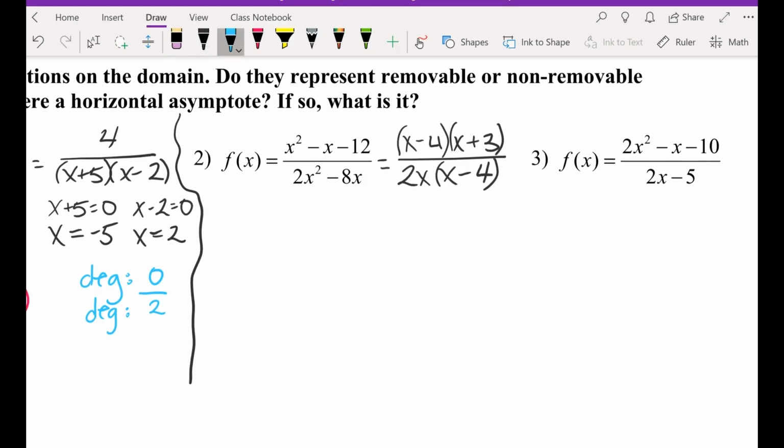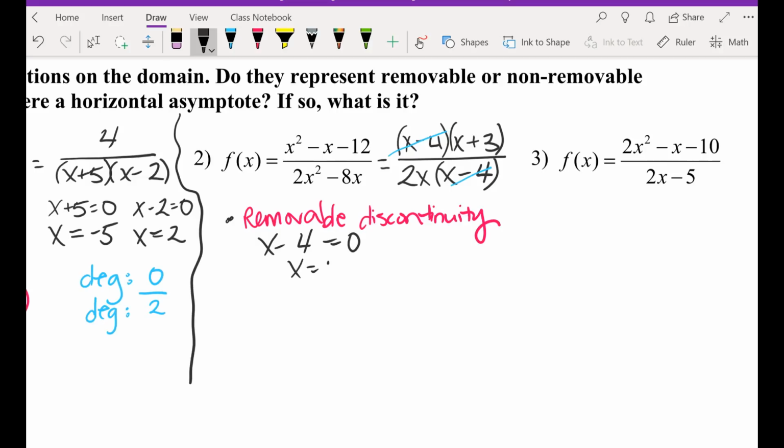So I noticed that I have an x minus 4 and an x minus 4. That is what is a removable discontinuity. That's a hole. In order for me to figure out where it is, I solve it just like I would for the vertical asymptotes. So I say x minus 4 equals 0. x equals 4. So I have a hole at x equals 4. Okay, I am going to erase this so I can move down. Sorry. So we're left with x plus 3 all over 2x.